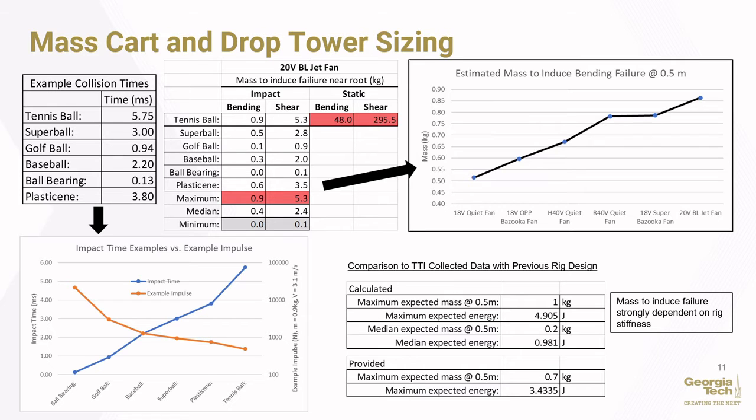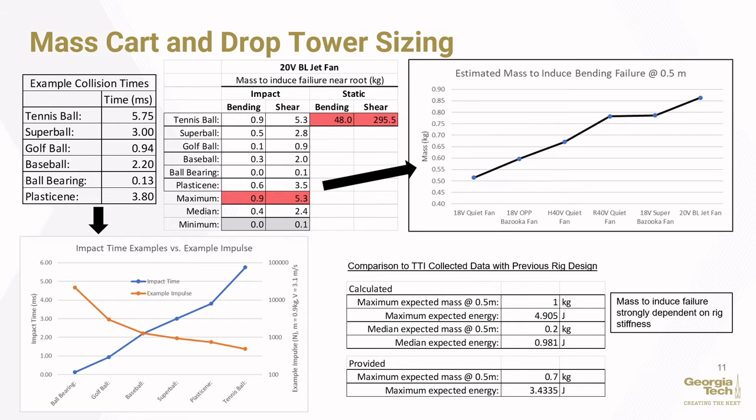Sizing the mast cart and drop tower height are critical first steps to the design process. In order to estimate impact forces, a set of example impact times for a variety of materials was obtained and applied to find the mass to induce failure in several modes where bending was dominating.